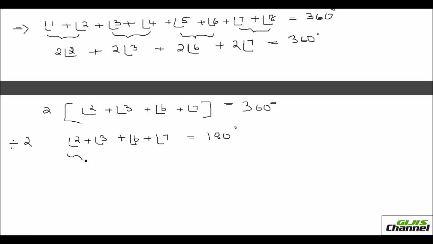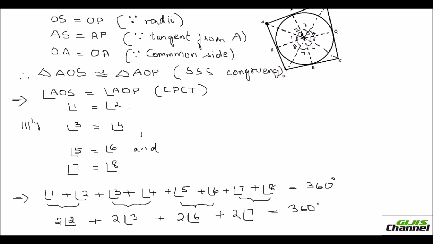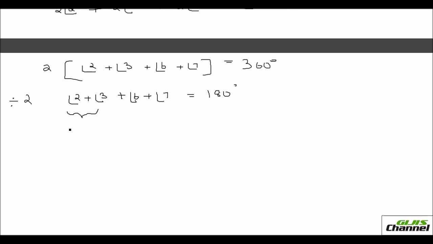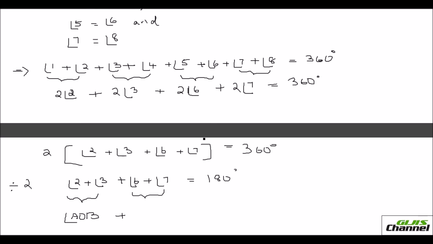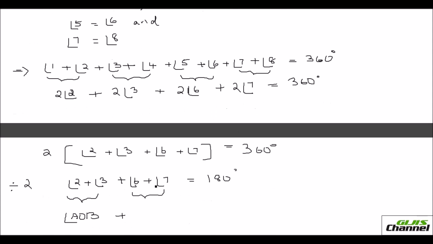What is angle 2 and angle 3? When you look at the picture you will know, angle 2 and angle 3 is angle AOB, plus angle 6 and angle 7. Just look at it, it is the opposite angle, COD. So angle AOB plus angle COD is equal to 180 degrees. They just wanted this only.